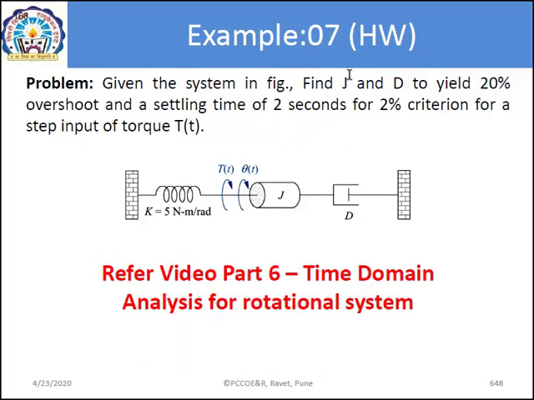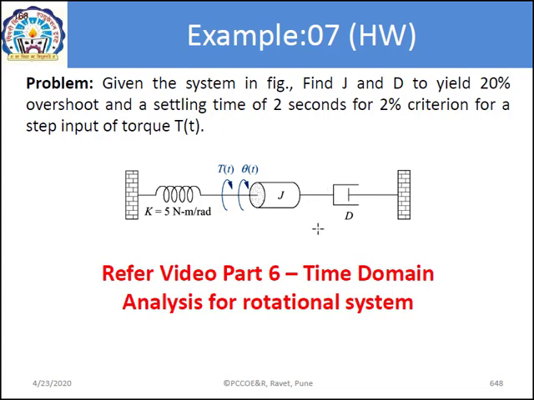Now next, example 7. This is the homework example. In this numerical, for a given system, we have to determine J. J is the polar moment of inertia of a cylindrical body which is subjected to the torque T, having angular displacement in the direction of torque T. And D is the damping coefficient. It's a torsional damping coefficient since the system is a torsional or rotational system. So that it yields 20% overshoot and a settling time of 2 seconds for a 2% criterion for a given step input function, that is a torque.